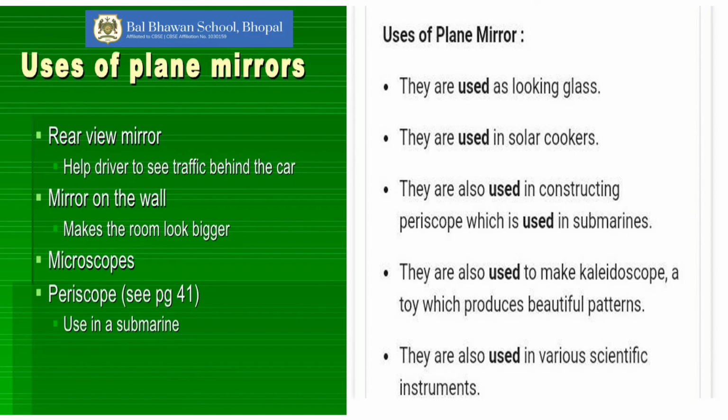Now, let us see what are the uses of mirrors. Let us first of all discuss the uses of plane mirrors. Plane mirrors are used as looking glass, used in solar cookers, and used in constructing periscopes, which are used in submarines. They are also used in making kaleidoscopes, a toy which has beautiful patterns. They are also used in various scientific instruments, for example, the microscope. They are used as mirrors on the wall to make the room look bigger. They are also used as rear view mirrors, which help the driver to see traffic behind the car.